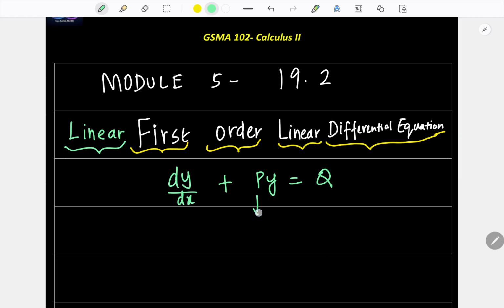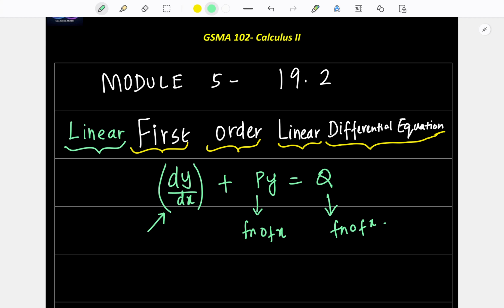What about p? It's a function of x. And what about q? It's also a function of x. It's called first order because the highest derivative, dy/dx, is of order 1. And it's linear because y and its derivative appear only to the power 1, not squared or multiplied together. So to solve this type of equation, we need the integrating factor method.